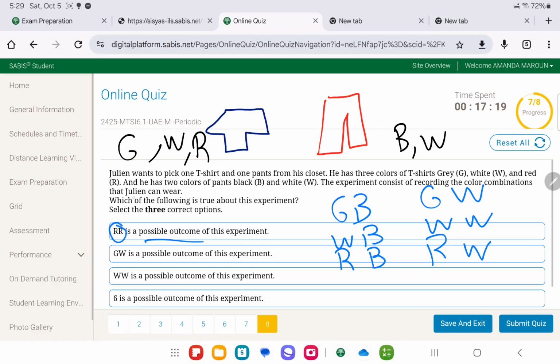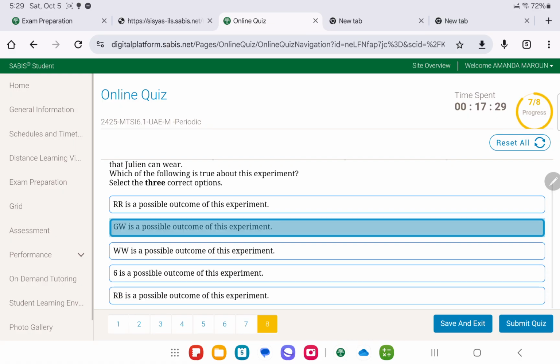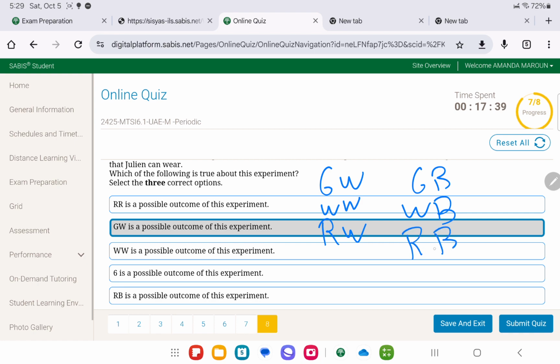So, red, is it a possible outcome? Do we see red anywhere over here? No, so the first one is wrong. Gray, white is a possible outcome? Yes, it is. So, this is correct. Then, let me write them again: gray white, white white, red white, gray black, white black, red black. White is a possible outcome? Yes, it is.